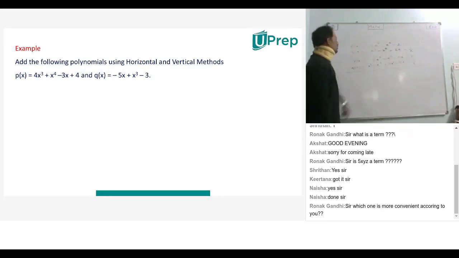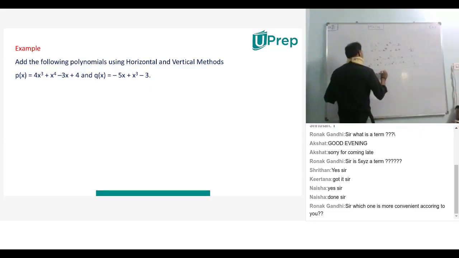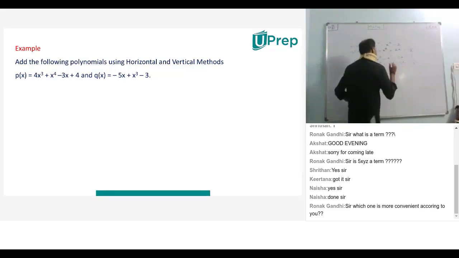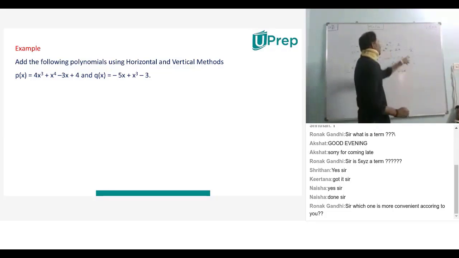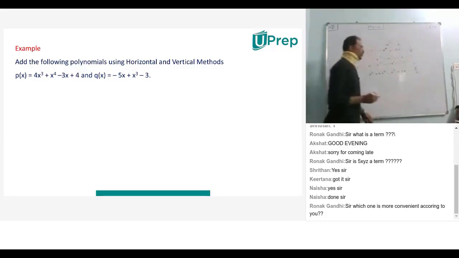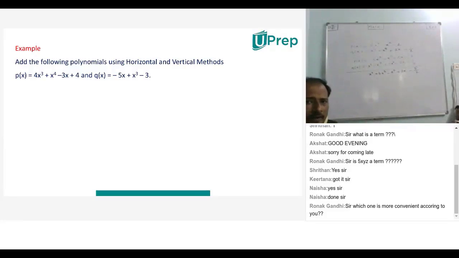Okay. Now, let's add. x power 4, minus x cube plus 5x cube, that is 4x cube, plus 0x square minus x square, that is minus x square, plus 0x plus 2x, that is 2x, plus minus 2 minus half, that is minus 2 and a half, which is minus 5 by 2. Hope you all understood now? Yes, sir. Good. Sridhan, any doubt? Okay.